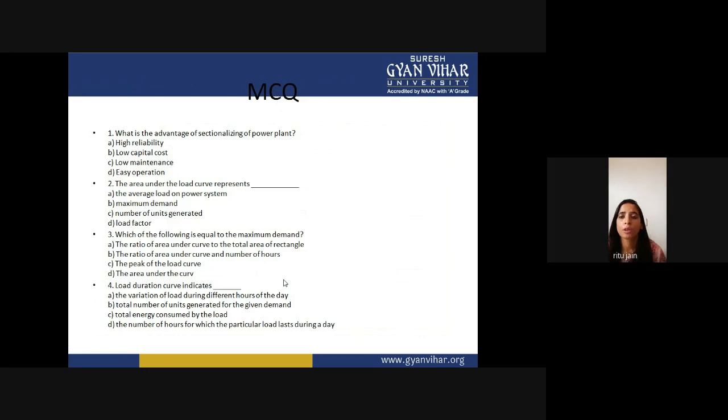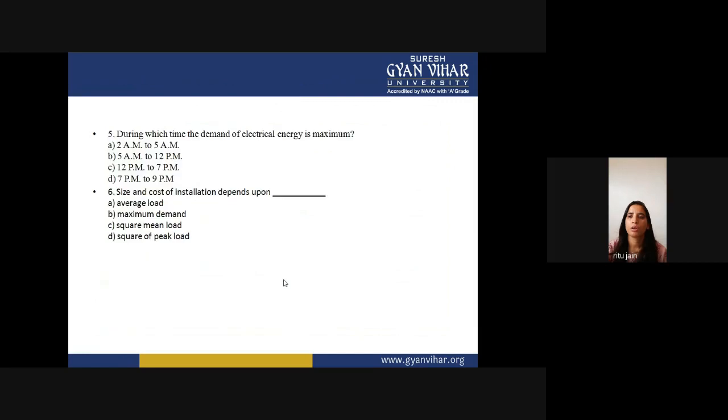Now, which of the following is equal to the maximum demand? The peak of the load curve is defined by the maximum demand. The load duration curve indicates the number of hours for which a particular load lasts during a day. The area under the curve gives the total number of units generated, the total energy consumed by the load. The variation of load during different hours of the day is represented by your load curve.